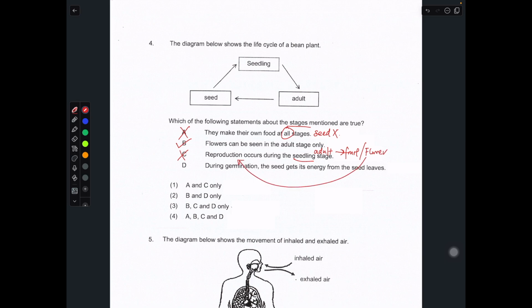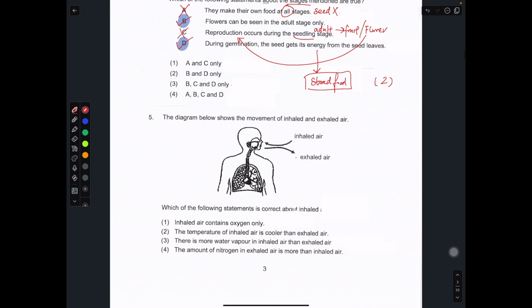During germination, the seed gets energy from the seed leaf. That's correct. This energy probably refers to the stored food. And the seed will use it for respiration to produce energy so that it can use it for growth. So the correct ones will be B and D. That will be number 2.